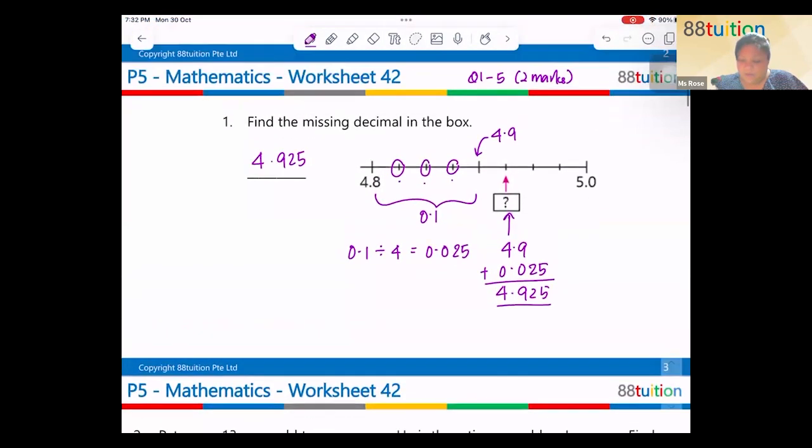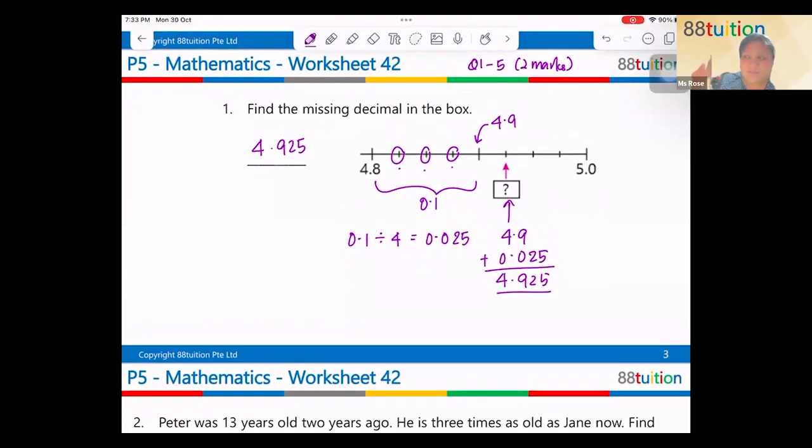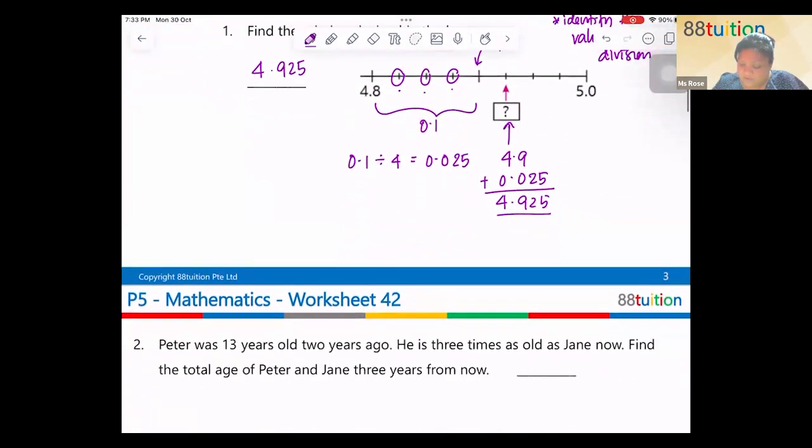Okay, so take note. The first thing that you need to do whenever you see a graph or a number line is identify the value of each division. You must identify the value of each division.